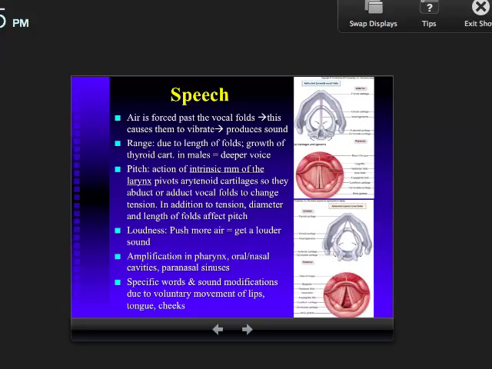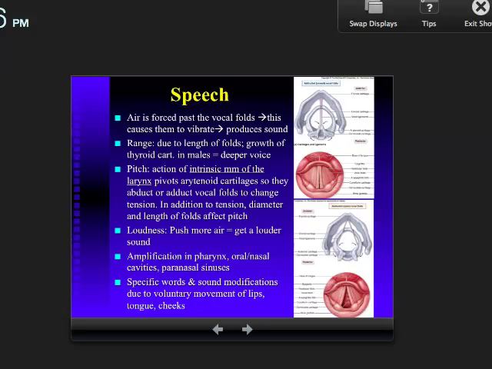So you have little intrinsic muscles that are going to rotate the arytenoid cartilages, and as they rotate, they simply draw tension on the vocal folds. Okay. So the pitch, meaning the frequency of the sound, high sounds or low sounds, which is what your voice is, you're just modulating the frequency.